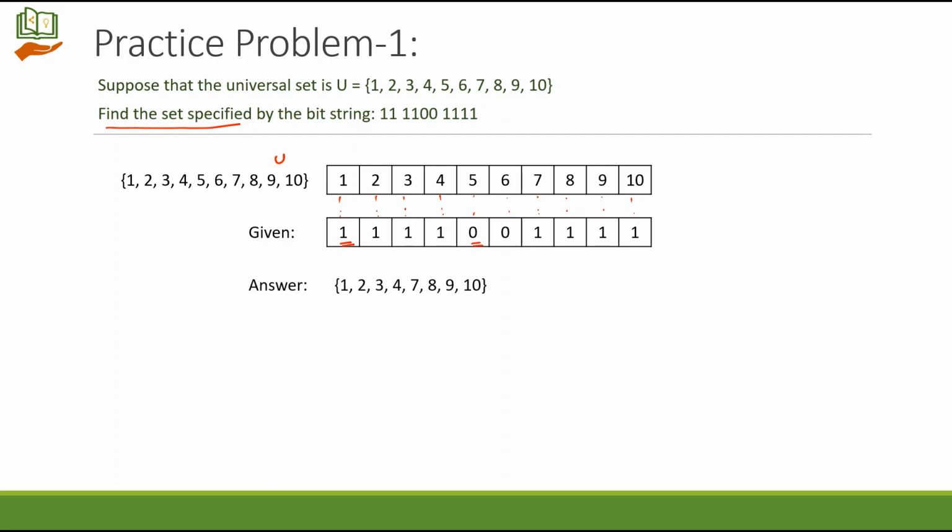So we know 1 is present, 2 is present, 3 is present, 4 is present. Again we have 7, 8, 9, 10. 5 and 6 alone will be missing in the set because those positions are filled by bit 0. So this will be the set that is actually represented in this format.